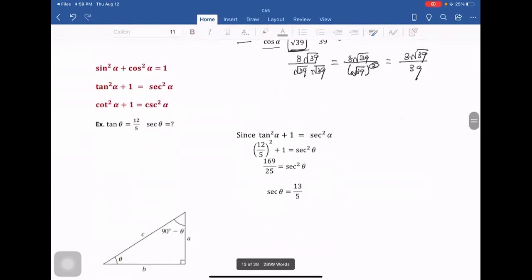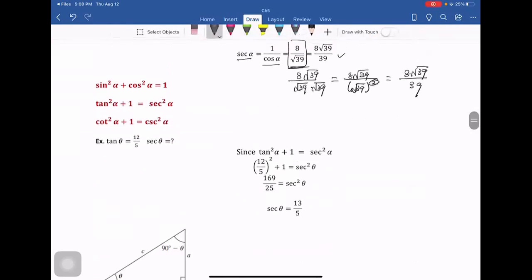Okay, let's move on to see 3 identities. These are the important identities: sine alpha squared plus cosine alpha squared equals 1. Tangent alpha squared plus 1 equals secant alpha squared. Cotangent alpha squared plus 1 equals cosecant alpha squared. So let's use these identities to work on some examples.